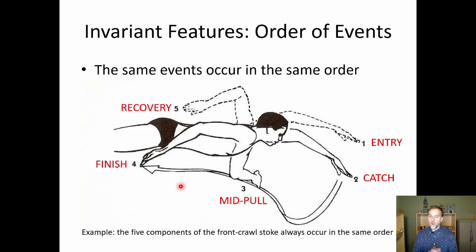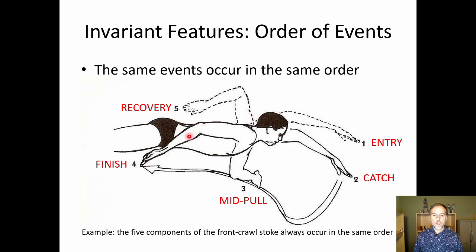All right. What are these invariant features? Well, the first one is the order of events. As an example, let's think about swimming. A biomechanist or a swim coach might break down swimming into these five phases: an entry, a catch, a mid-pull, a finish, and a recovery. Now, let's say you swim at a slow speed. We're likely going to see these five events. If you start swimming faster, we're still probably going to see these same five events. So in that case, slow swimming and fast swimming might use the same generalized motor program. We don't know for sure yet until we check the relative timing and the relative force.